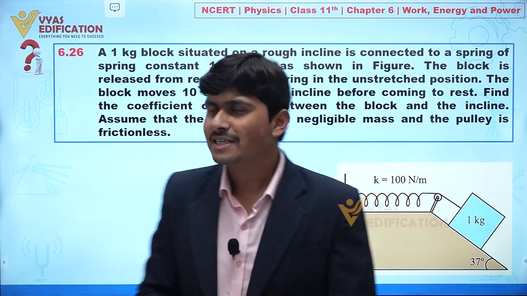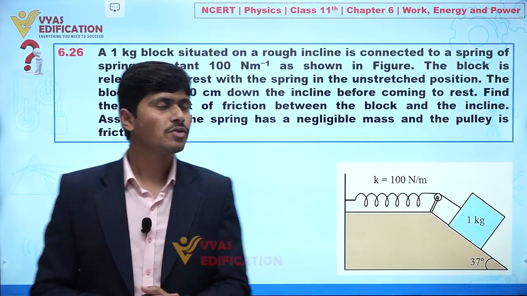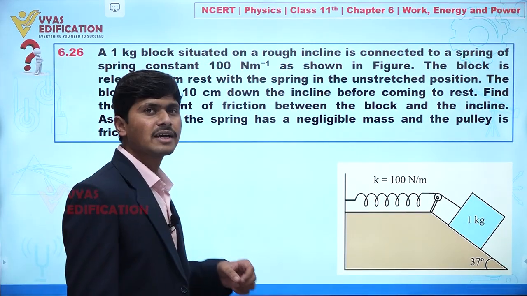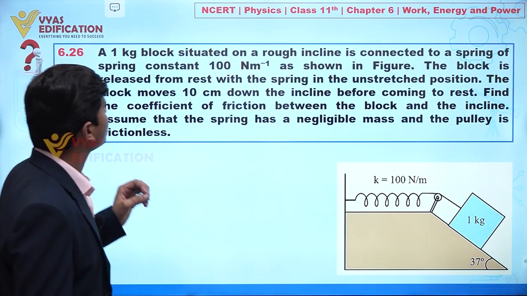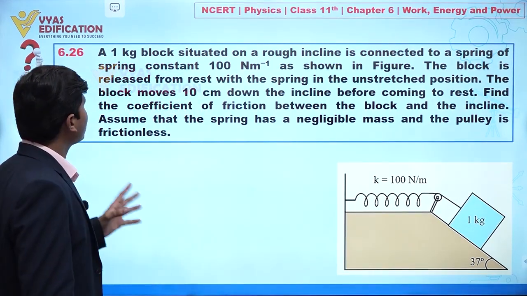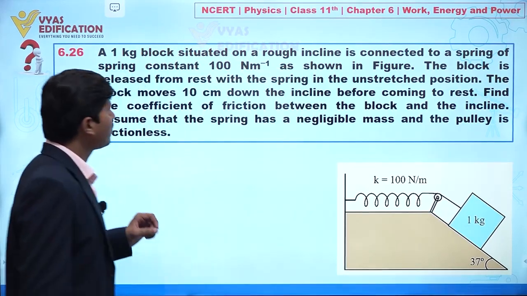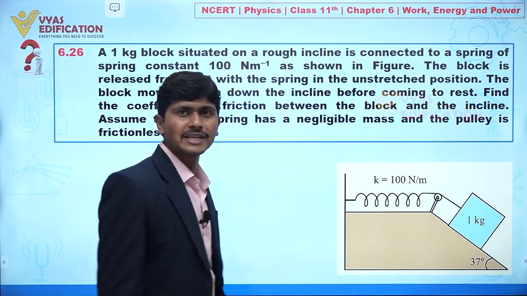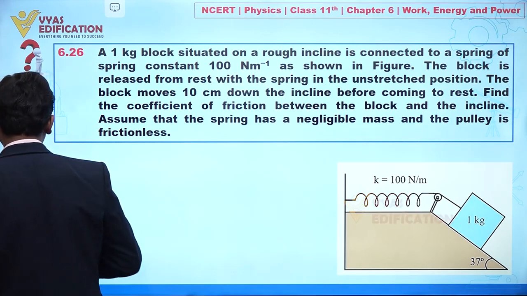Now we are going to discuss question number 6.26. In this question, a 1 kilogram block situated on a rough incline is connected to a spring of constant 100 Newton per meter, as shown in the figure. The block is released from rest with the spring in unstretched position, and the block moves 10 cm down the inclined plane before coming to rest. Clear? Now let us try to understand this situation.